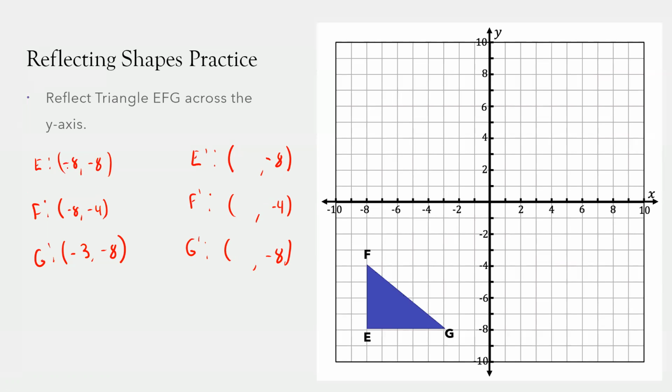So for the first one, we have -8 as our x. The opposite of -8 is +8. Second one, x is -8 again. So once again, the opposite is +8. And then the last one, we have -3. The opposite of -3 is +3.